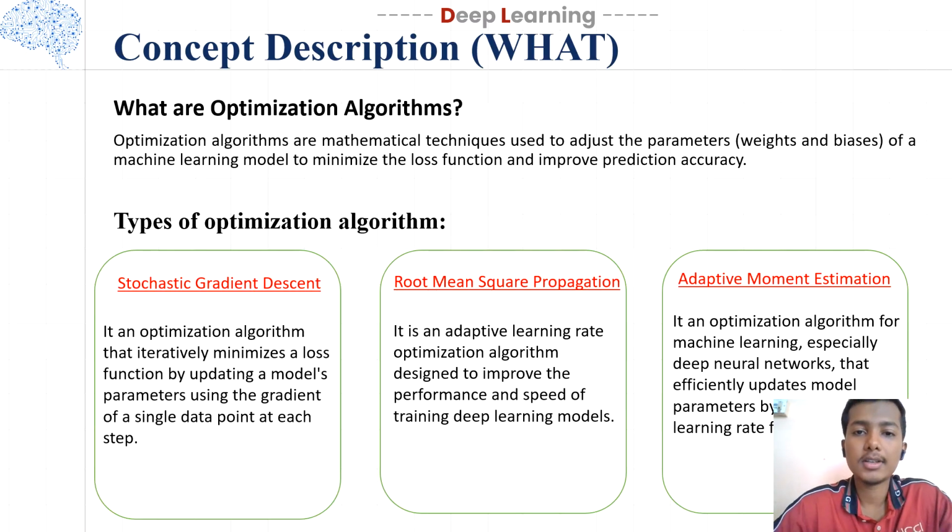So now let's understand what optimization algorithms are. Simply, they are the engine that trains our model. They work by adjusting the model parameters, weights and biases, to minimize the error, which we call the loss function, and make the model more accurate.